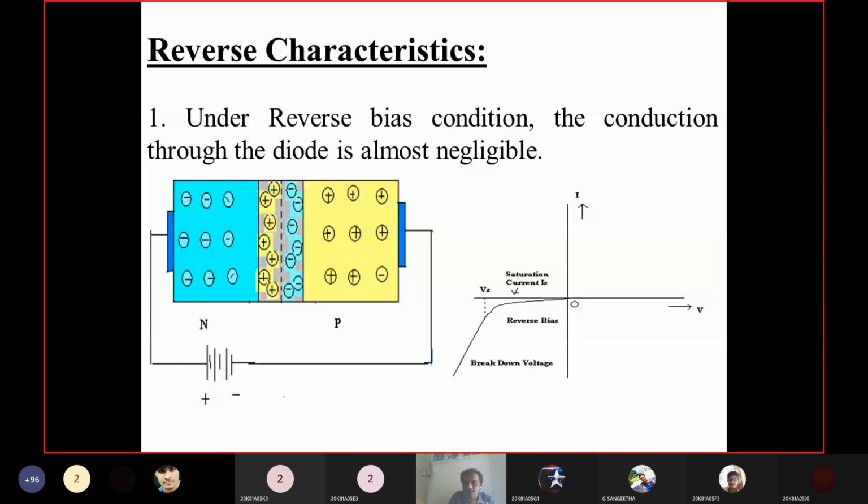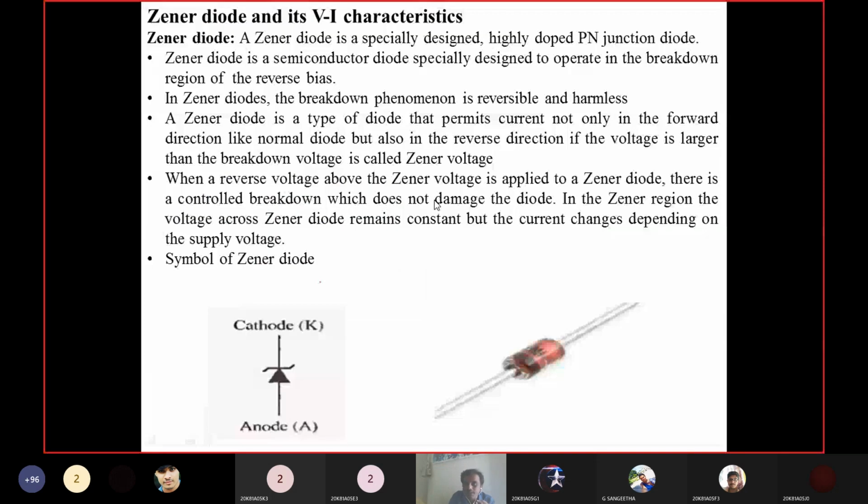Okay, so what we are discussing here is the control breakdown. In the Zener region, the voltage across the Zener diode remains constant, but the current changes depending on the supply voltage. So the current may increase, but the voltage will be constant.